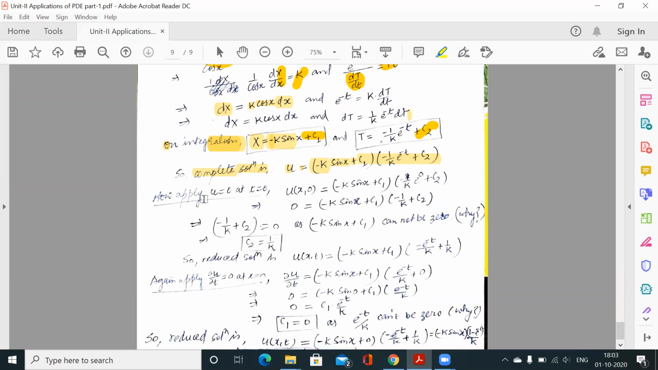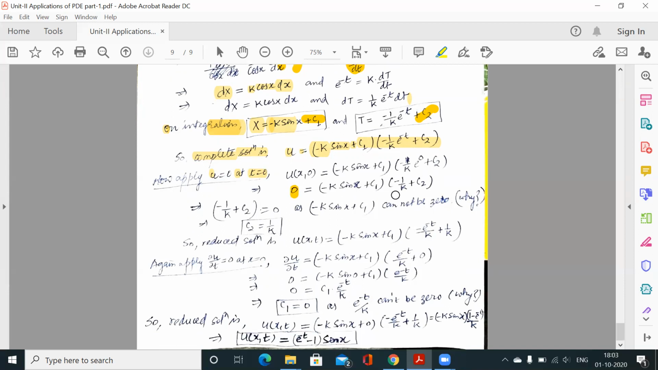So there are two conditions. First is u is 0 when t is 0. So applying this condition to this solution, u(x,t), u(x,0) is when t is 0. So we have to substitute t is 0. Now u(x,0) means when t is 0, u is 0. So the left hand side is 0. Now simplifying this, e to the power 0 is 1.